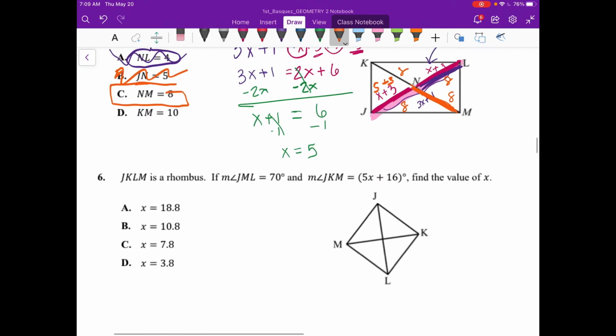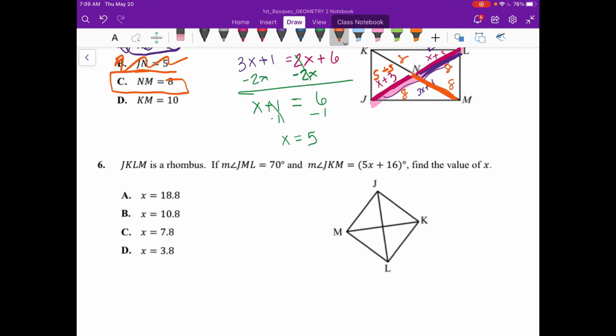Number 6. JKLM is a rhombus if the measure of angle JML, so starting off by labeling JML, is 70 degrees, and JKM, J to K to M, just this piece, is 5x plus 16. Find the value of x.